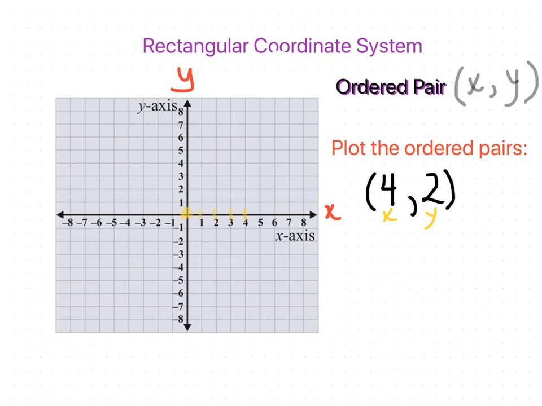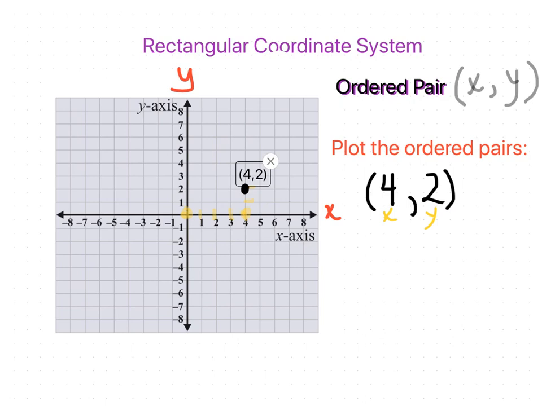From there, stop. From there, we're going to go in a positive 2 direction. It's positive 2, so we'll go upwards, even with the positive numbers on the y-axis. So we'll go 1, 2. And here's where we end up, at the point 4, 2. We can even label this point 4, 2, just like that: a pair of numbers in parentheses.